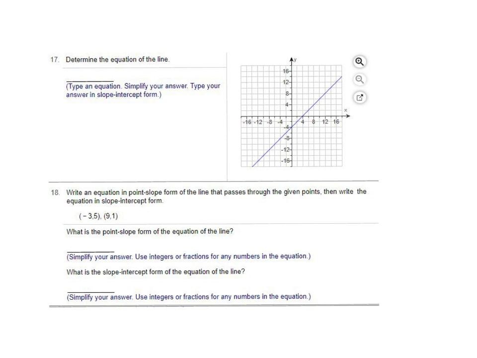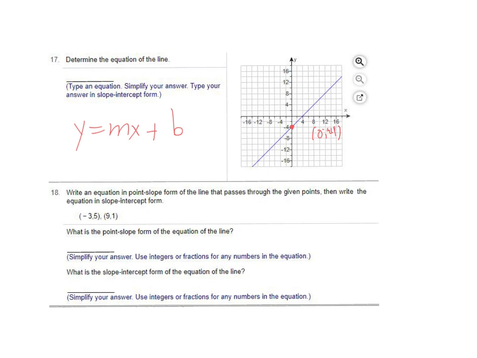Number 17, we're looking to write the equation of the line. So I am looking to know the slope, m, and the y-intercept, b. And so I already know it's a positive slope. If I look right here, my intercept is at 0, -4. I do need to be careful that's my y-intercept.